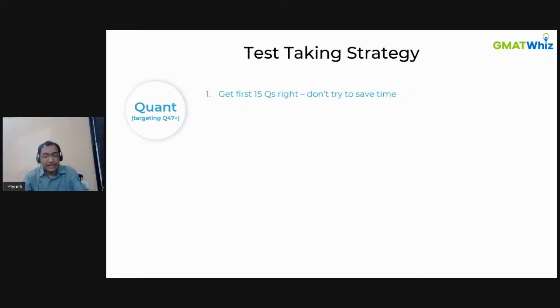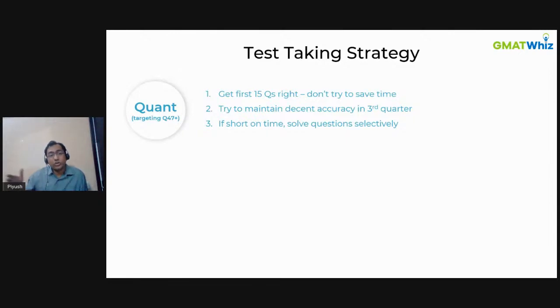That's something I did. The second thing I want you to do is try to maintain a decent accuracy in the third quarter. Your job is done in the first 15? Not true. Your job is half done in the first 15. It's very important that you get them right, but after that, still try to maintain as high an accuracy as possible in the third quarter. And then you can be selective if you're short on time. Only if you are short on time should you be selective in the third and fourth quarter. That should be your approach.